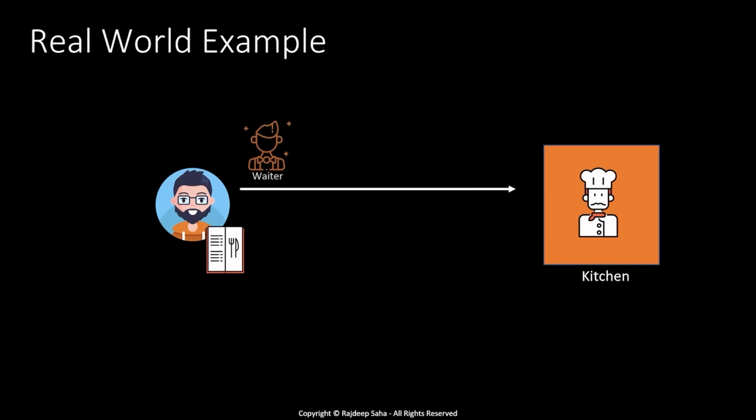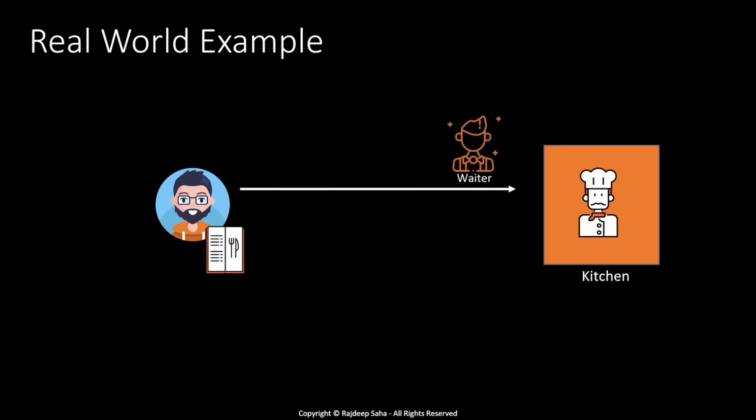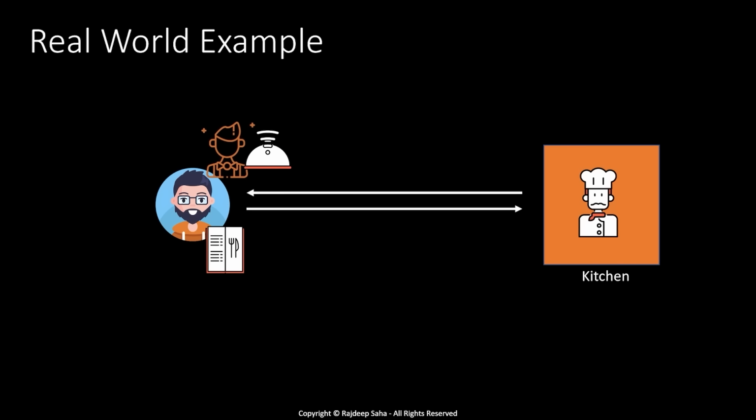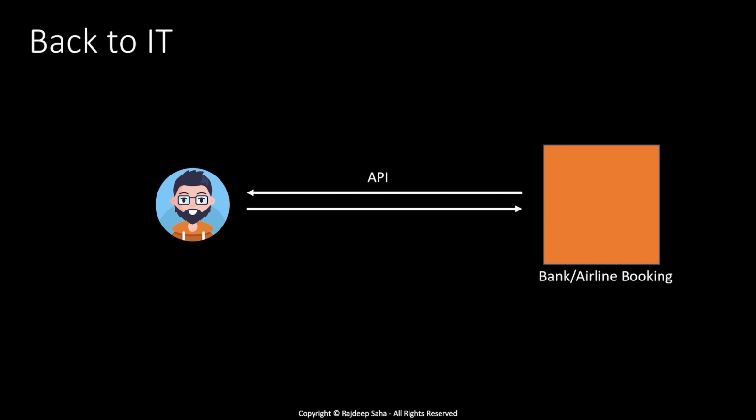You have a waiter who takes your order from this predefined set of food items from the menu, takes the order to the kitchen, and then brings the requested food to your table. So in this case, the waiter is acting as an interface between you and the kitchen. So the waiter is an API in this case.